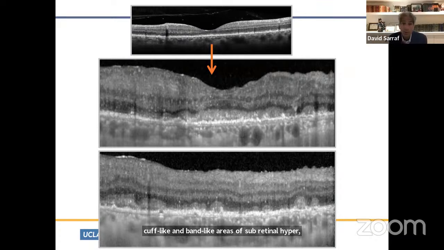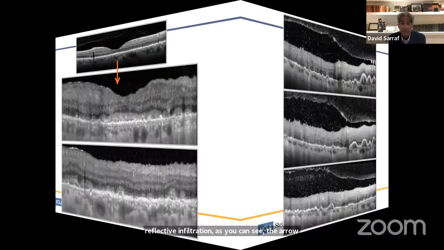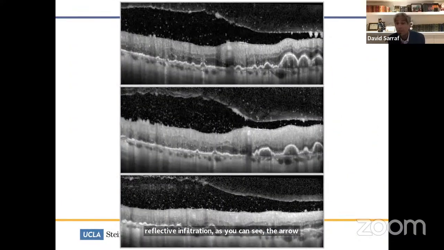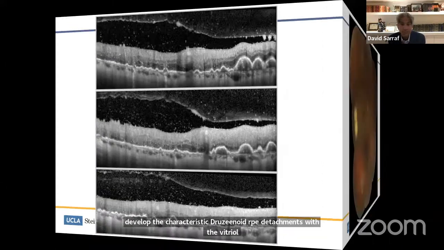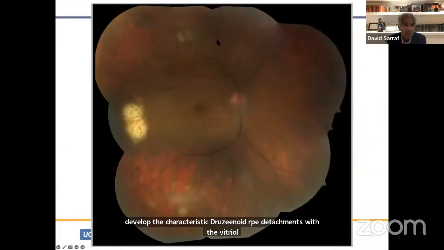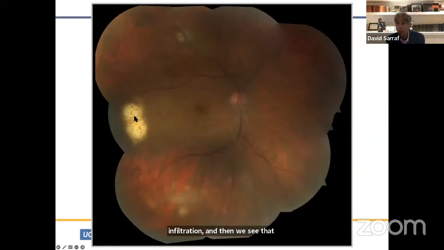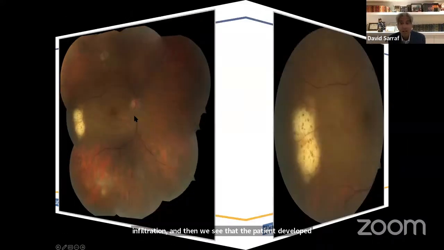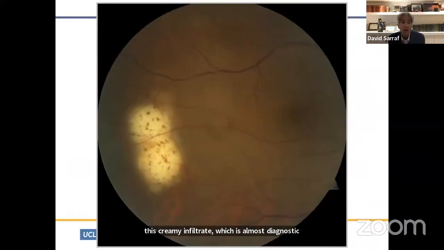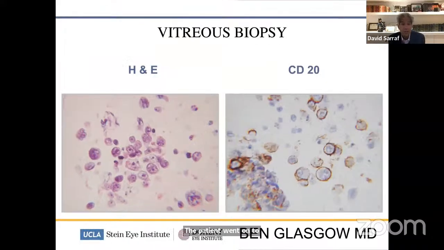the arrow showing the progression of disease. And then ultimately developed the characteristic drusenoid RPE detachments with the vitreal infiltration. And then we see that the patient developed this creamy infiltrate, which is almost diagnostic. The patient went on to vitreoretinal biopsy of this lesion, and sure enough showed large atypical lymphocytes that were positive for CD20.